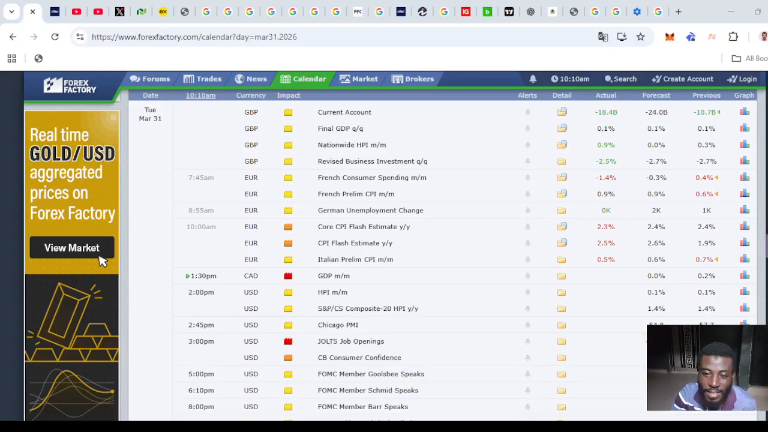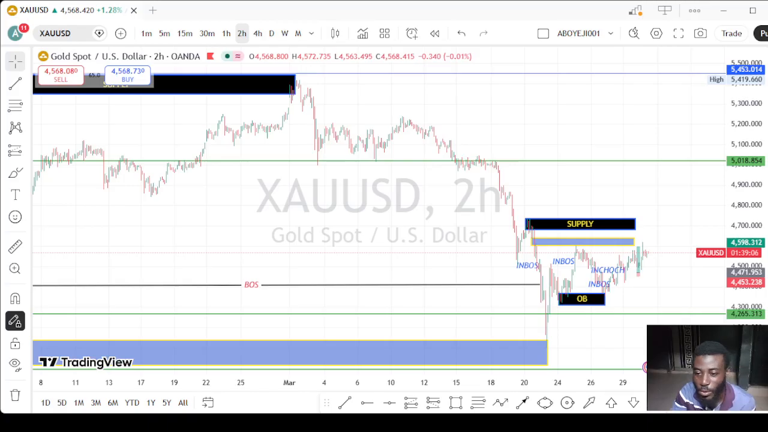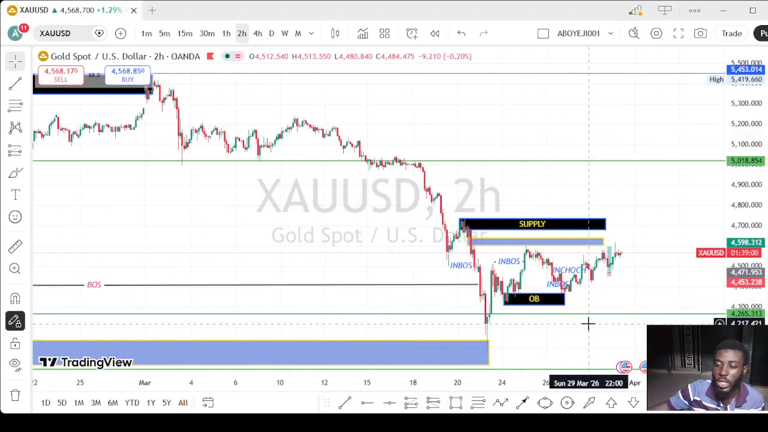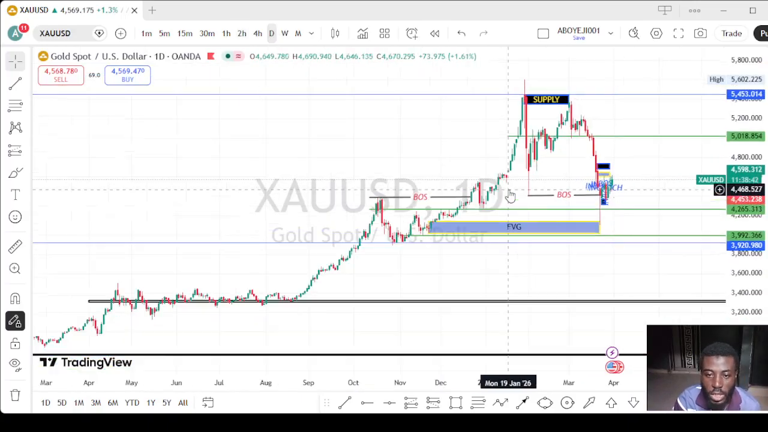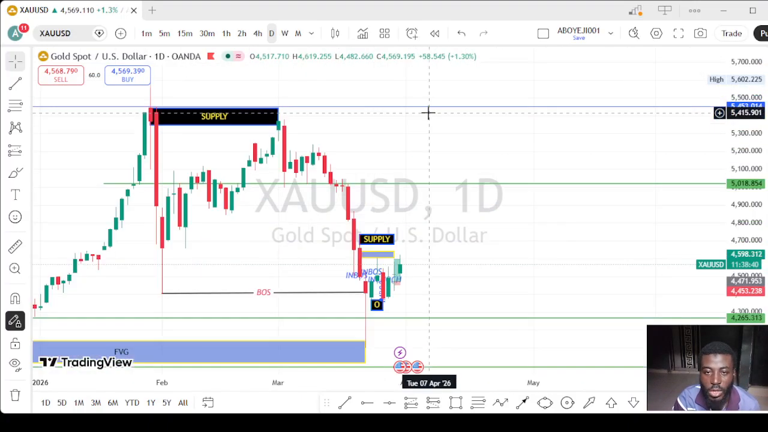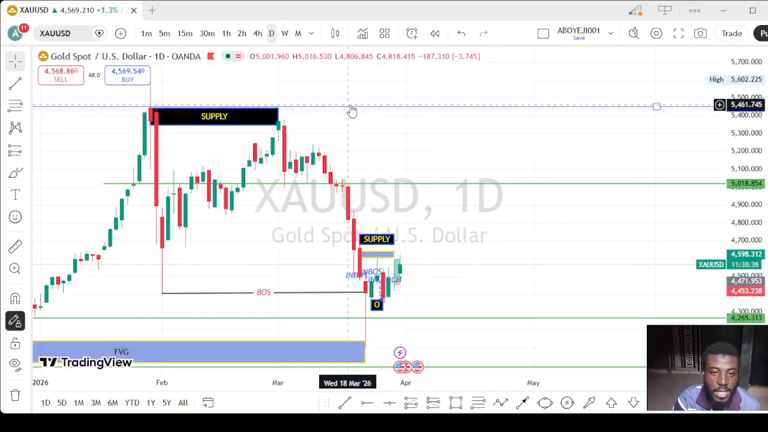I'm preparing for next month. There is a trade that is going in our favor on Silver USD. If you check your TradingView, you will see that Silver USD is going in our favor. We started from XAUUSD, which is gold, and you can see our swing high is still intact.